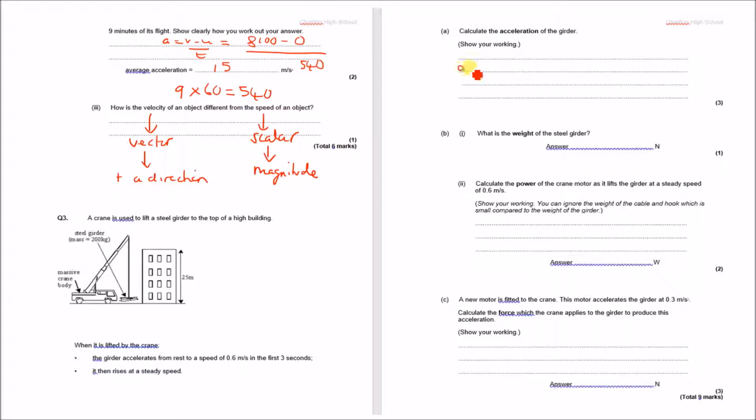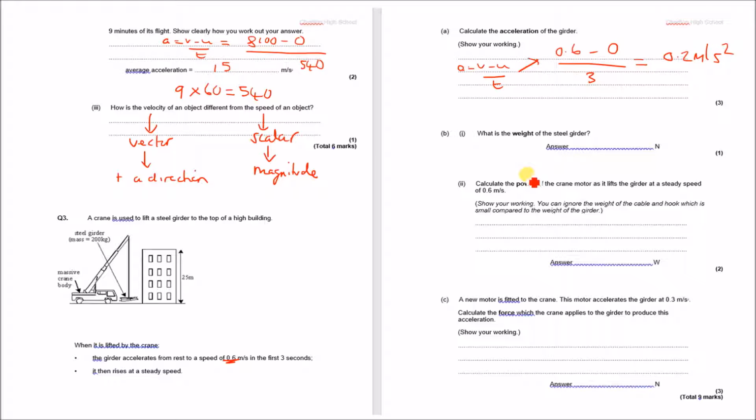So again, a is equal to v minus u over t. You need to learn that. We know that the end velocity is 0.6, and we're going to subtract from that the start velocity, which was 0. Remember, v is the end velocity, u is the start velocity. How long did it take for that acceleration? 3 seconds. So 0.6 divided by 3 will give you 0.2 meters per second squared.